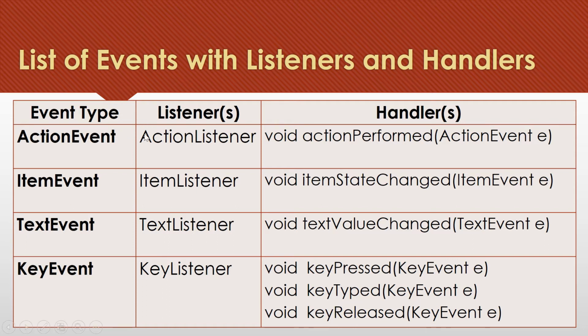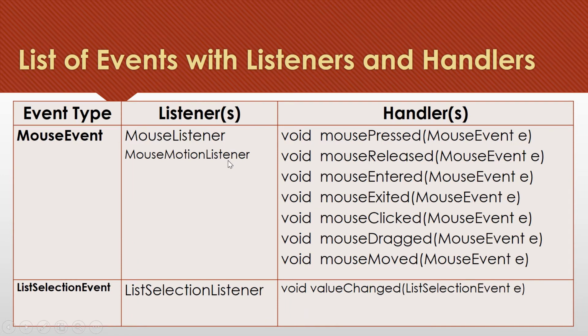For ActionEvent, the listener is ActionListener and the handler is void actionPerformed(ActionEvent e). Same is true with ItemEvent: ItemListener and its handler itemStateChanged, and TextListener. As to KeyListener, it has three handlers, and all three of these handlers are required. Same is true with MouseListener and MouseMotionListener. We'll implement these two listeners and these seven handlers. And lastly, we have the ListSelectionListener.